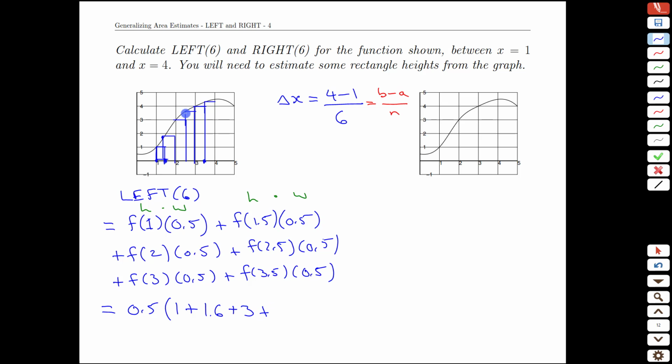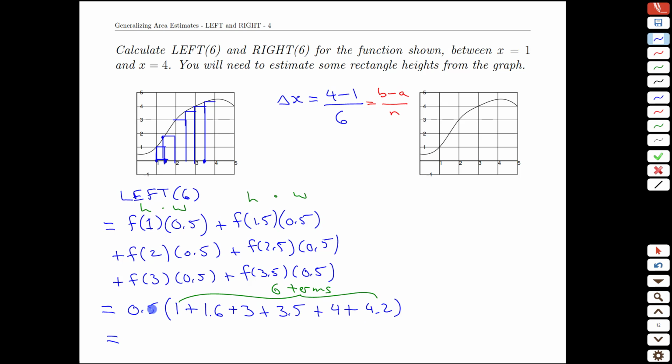At 2.5, the height is pretty close to 3.5. Then the next height at 3 is exactly 4. The next height, and the last height, in fact, is closer to 4.2. We could differ on a couple of those numbers, but something in those ballparks is reasonable. And notice how many terms we have. This is how you know if you've overstepped. There are 6 terms, because we're building 6 rectangles.